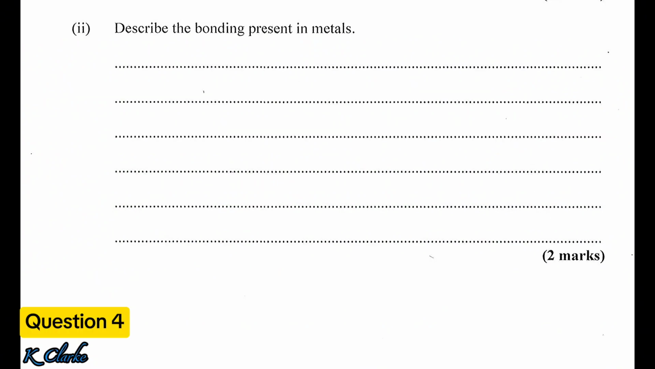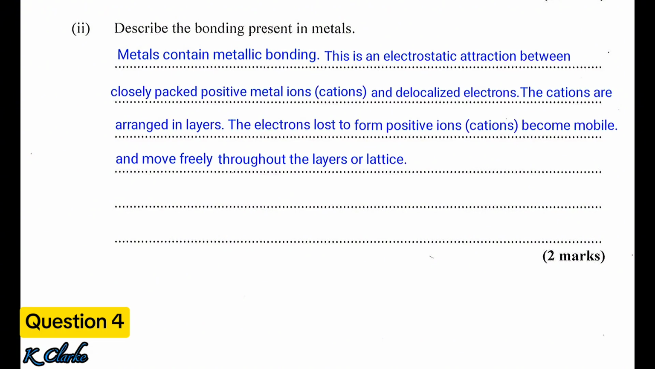Part 2. Describe the bonding present in metals. Metals contain metallic bonding. This is an electrostatic attraction between closely packed positive metal ions known as cations and delocalized electrons. The cations are arranged in layers. The electrons lost to form positive ions become mobile and move freely throughout the layers or lattice.